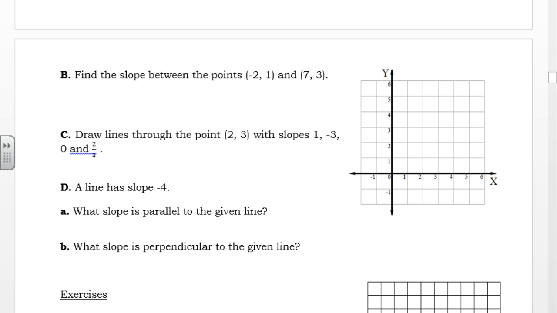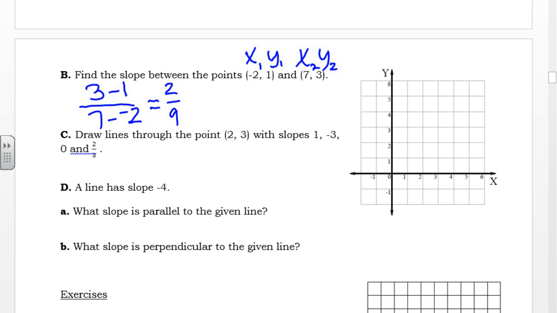Find the slope between the points -2, 1 and 7, 3. So we're going to label these just like we did with the distance formula. Ordered pairs are x, y, and the first point will get 1s. X, y, and the second points will get 2s. The slope formula was written at the top of the page before. y2 minus y1 on top, x2 minus x1 on bottom. Remember, minus and negative is the same as plus. So that is 2/9, and if we wanted the decimal, that is 0.2 repeating.